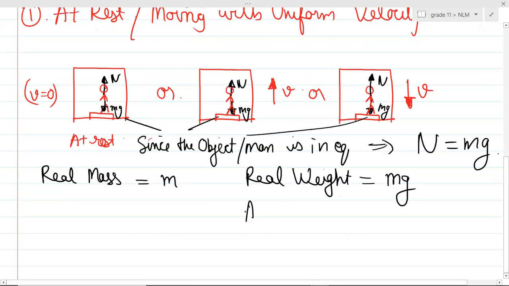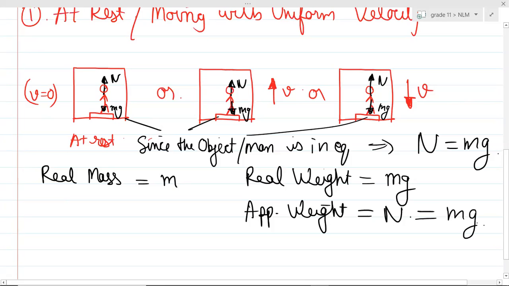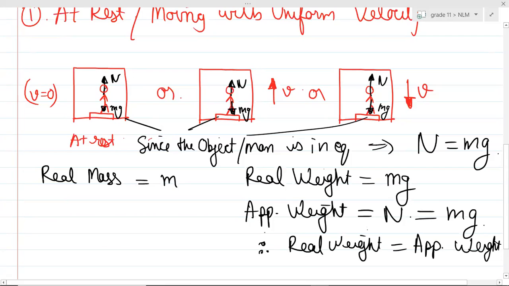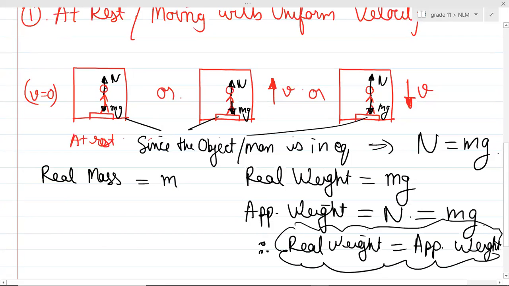So in this case, always remember the apparent weight, which is nothing but the normal reaction, is equal to mg. Whenever the lift is at rest, the real weight and the apparent weight are equal.